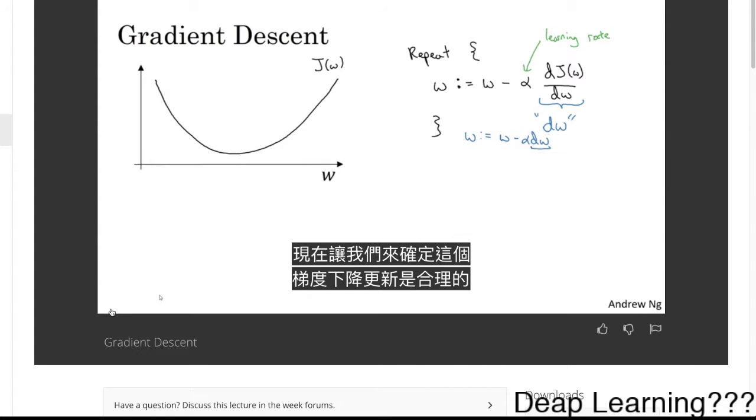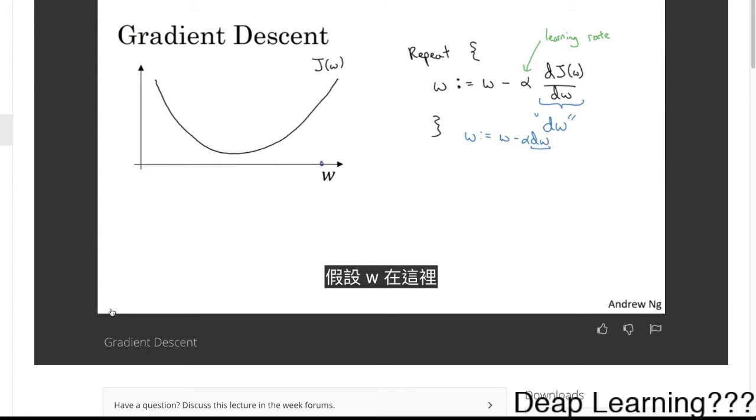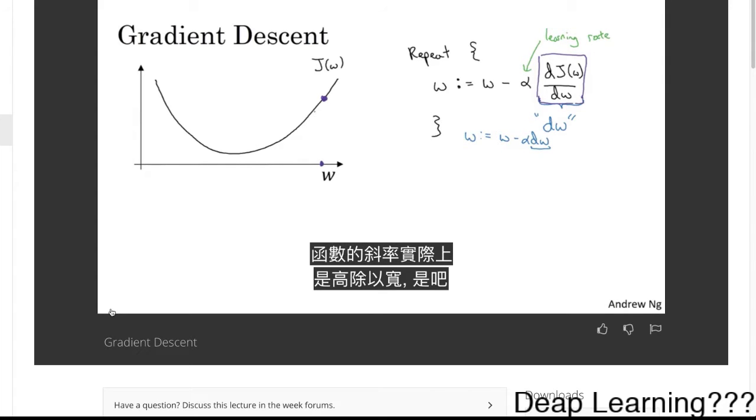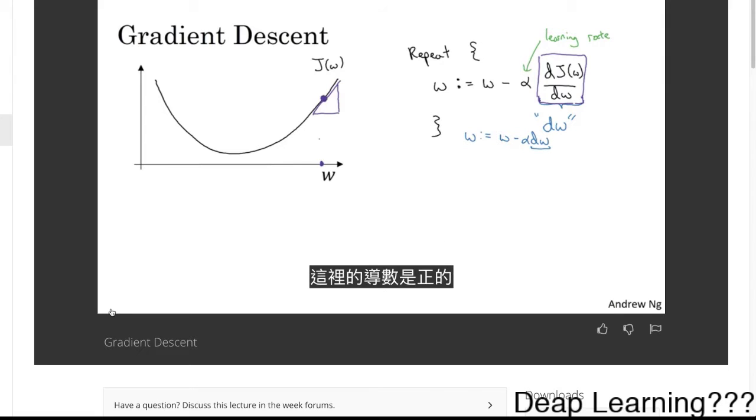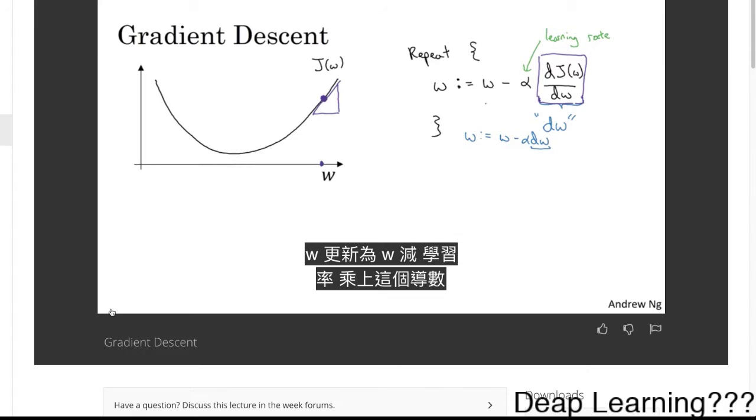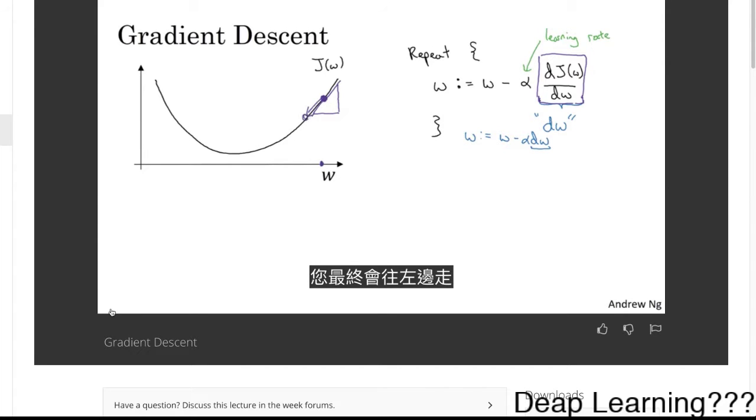Now let's just make sure that this gradient descent update makes sense. Let's say that W was over here, so you're at this point on the cost function J of W. Remember that the definition of a derivative is the slope of a function at the point. So the slope of a function is really the height divided by the width of a little triangle here, this tangent to J of W at that point. And so here, the derivative is positive. W gets updated as W minus a learning rate times the derivative. The derivative is positive, and so you end up subtracting from W. So you end up taking a step to the left.